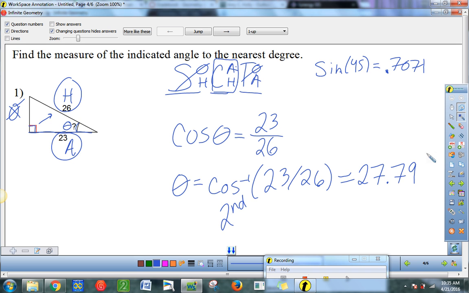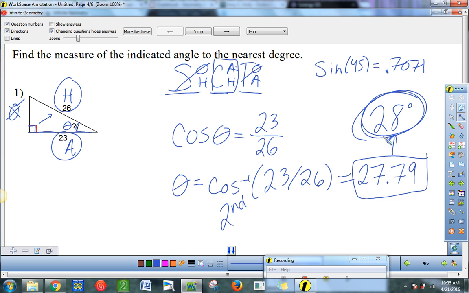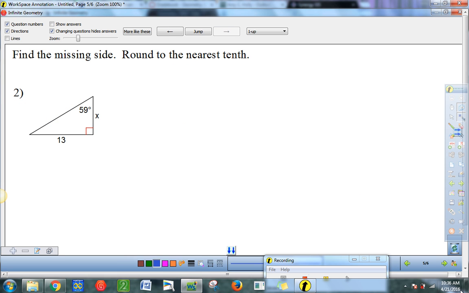Okay, but you should get this guy. And if we're rounding to the nearest degree, what are we turning this into? 28 degrees. Okay? Make sure that you actually type it in to get the right thing. You got to know how to type it into your calculator.